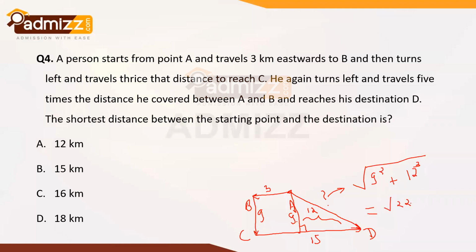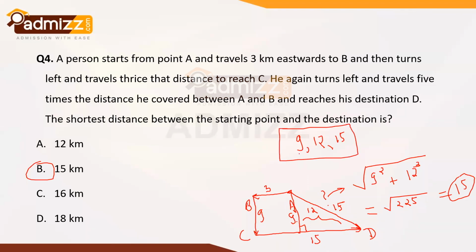This is a pretty standard right angle triangle. You can directly memorize this as well: 9, 12, and 15. So this distance is 15. The correct answer is 15 kilometers in this case. 9, 12, and 15 is a right angle triangle. These are called Pythagorean triplets, so keep this in mind as well.